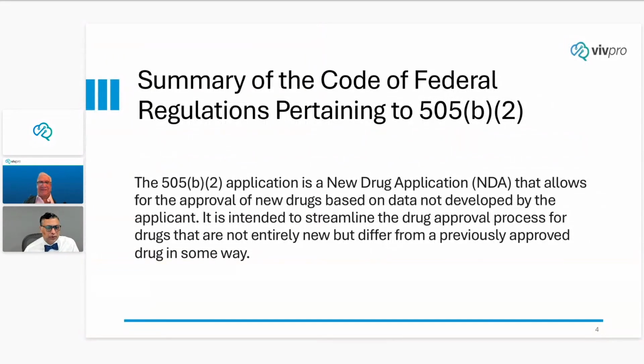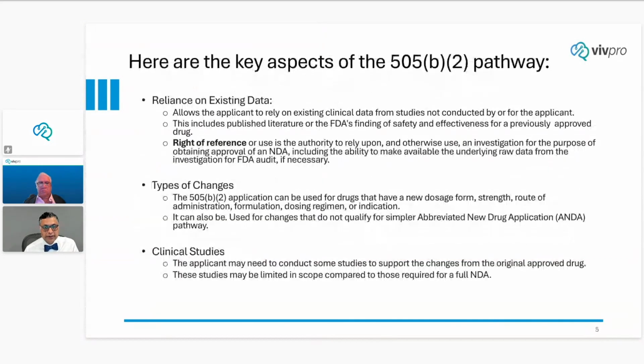So 505(b)(2), I'm just going to give you a big picture view. It is an NDA that allows for the approval of new drugs based on data not developed by the applicant. It is intended to streamline the drug approval process for drugs that are not entirely new but differ from a previously approved drug in some way. So it is still a new product. It's not generic, but it shares perhaps some aspects that can be borrowed from a previous or currently approved product.